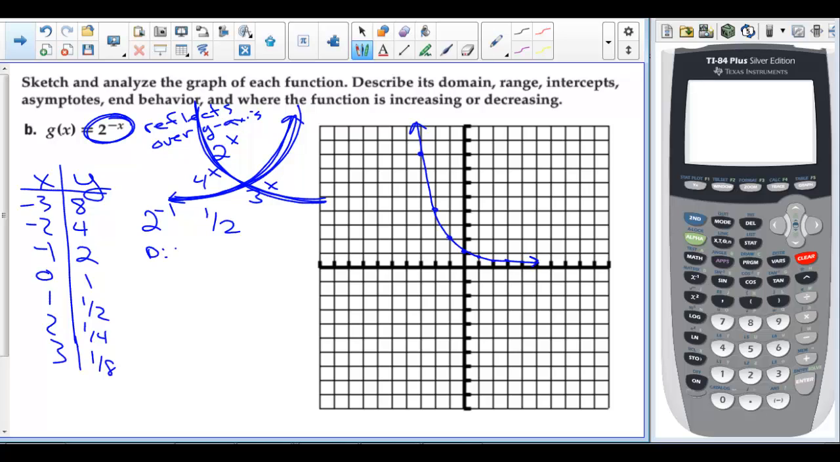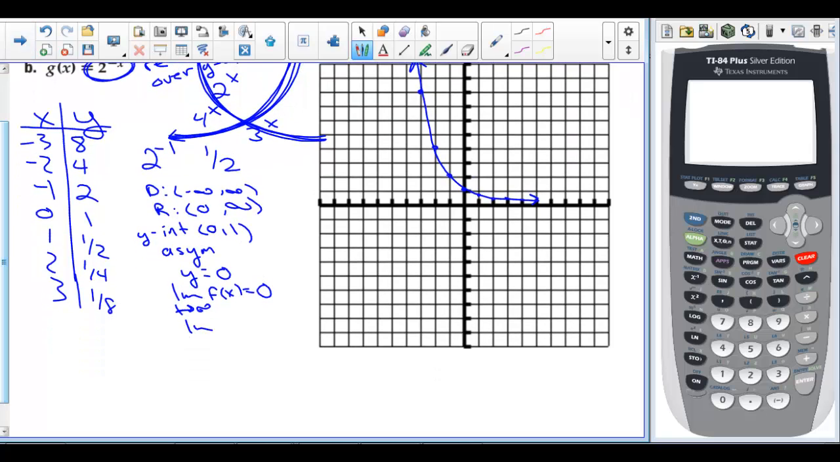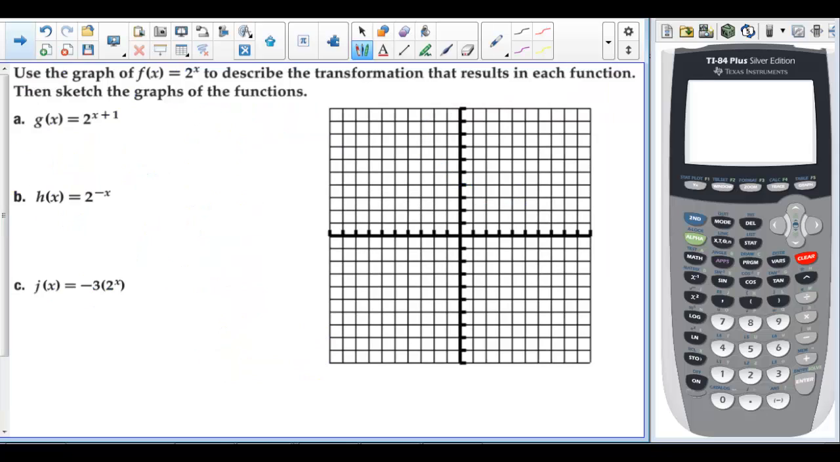So the domain, -infinity to infinity. The range is 0 to infinity again. A lot of this doesn't change. The y-intercept is (0, 1) again. Asymptotes, y equals 0. End behavior, limit as x approaches infinity of f of x is 0. And the limit as x approaches -infinity of f of x, that's shooting off to infinity as we go to the left. And then on this one, decreasing on the entire domain, decreasing from -infinity to infinity. What about these transformations? Well, let's get 2 to the x on here.